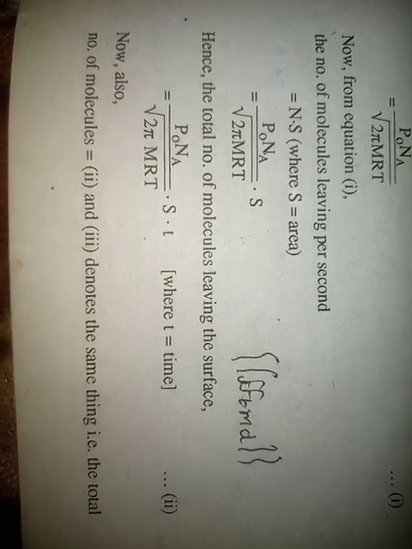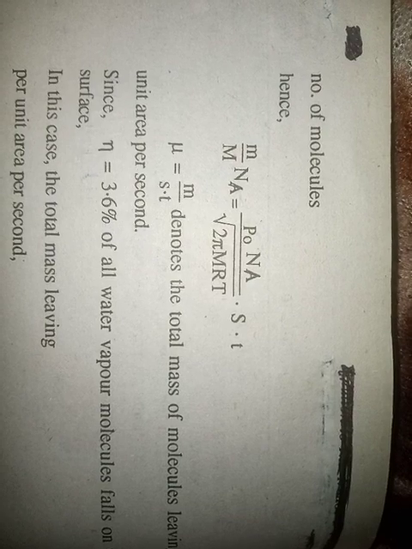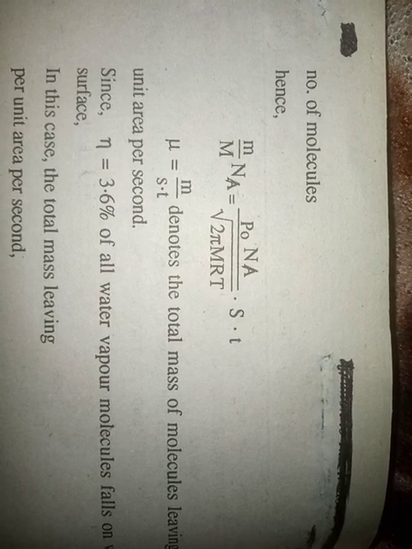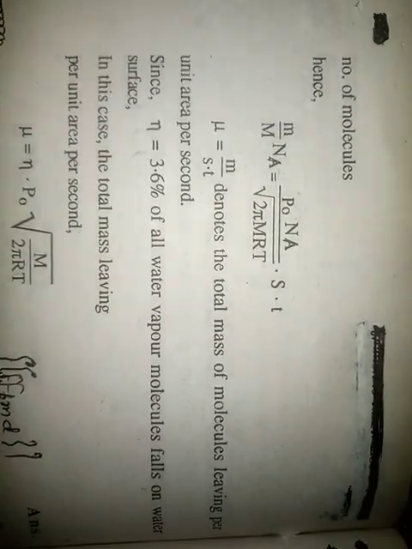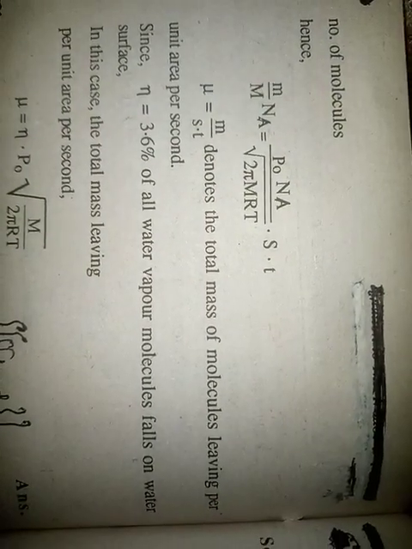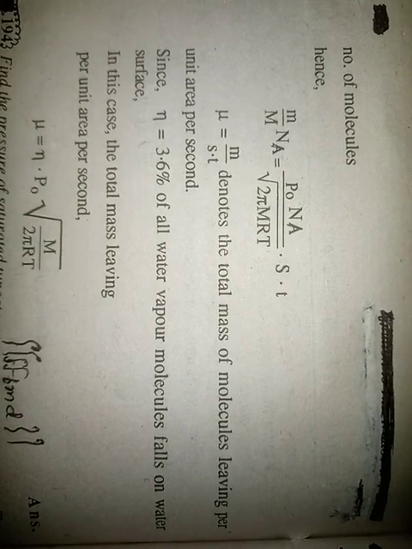Now also, number of molecules equals m by M into Na. Equations 2 and 3 denote the same thing, that is the total number of molecules. Hence, m by M into Na equals p0 Na by under root 2πMRT times S times t, where μ equals m by S t denotes the total mass of molecules leaving per unit area per second.